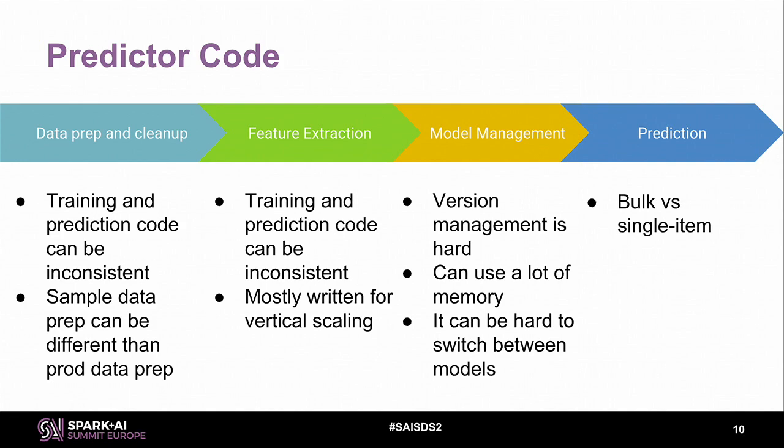And then with prediction, bulk and single item prediction is important. A lot of linear algebra type predictions are much better to run in a bulk context. You send 10,000 of these to your bulk transform or predictor instead of sending one at a time. So being able to pick between those and handle both cases seamlessly is really important.